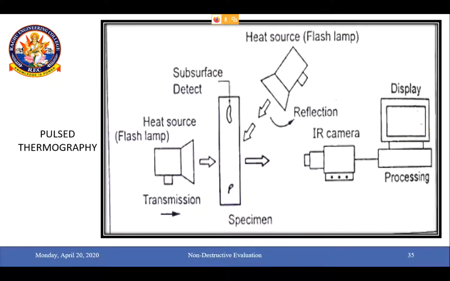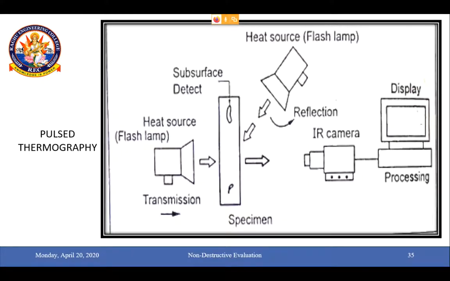It has got a processing unit, there is a display, there is an IR camera, there is a heat source which is a flash lamp, and also there is a specimen, and in this specimen you are having a subsurface defect. I told you in the previous class, subsurface defects are defects which are lying just below the surface of the specimen, not exactly on the surface, but just a couple of units below the surface. There are two flash lamps here. On one heat source, it is written as transmission. I hope you can see the back end here. Here it is written as reflection. These two are actually two different methodologies of your pulse thermography. We will be discussing these two in the coming slides.